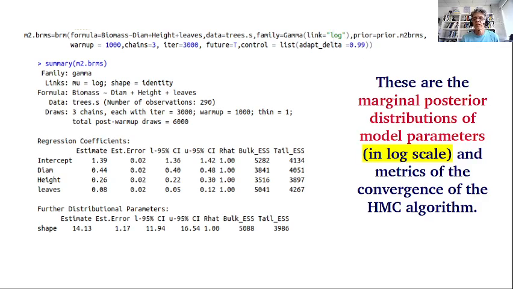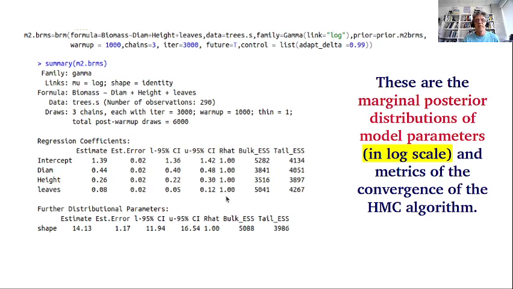The summary of the coefficients includes the marginal posterior distributions for the intercept and the partial slopes for each of the explanatory variables. Here are the means of these posterior distributions. Here are the 95% credible intervals for each of these distributions. Likewise, we obtain the shape parameter of the gamma distribution and its 95% credible intervals.